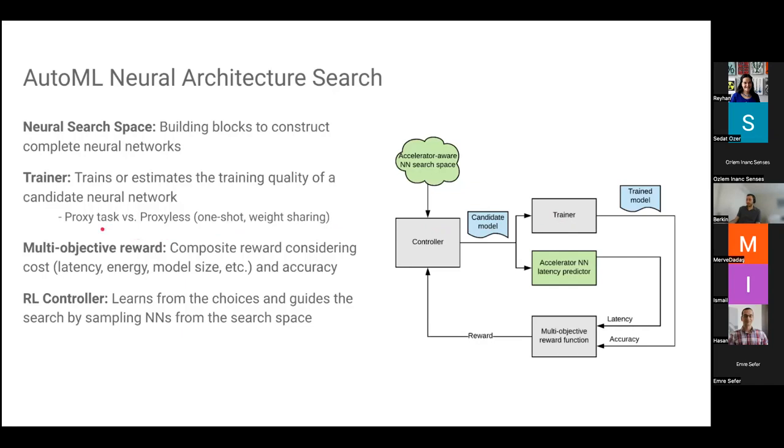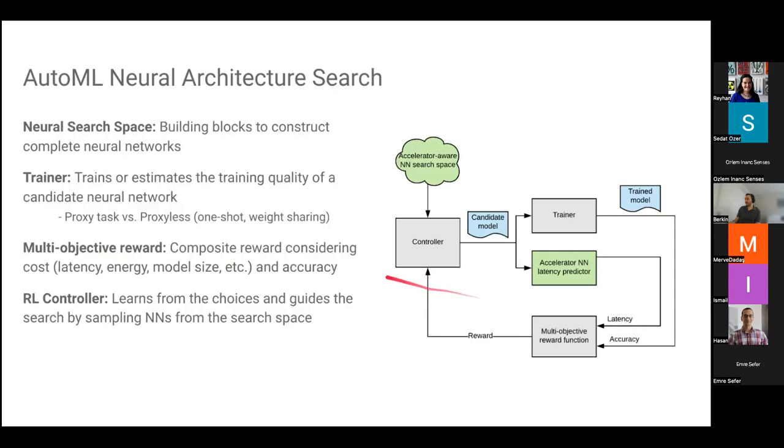I'm not going to go through all the details, but there are proxy-based and proxyless-based methods. Here, proxy means you're not really training the task itself, but maybe a simpler or faster task, or maybe you're training for only a few epochs, right? Or there are even other techniques where you do one-shot training from a giant network, but let's not go through that, right? But the bottom line here is that you have a trainer that can either train or estimate the quality of that candidate model, right? So that we can understand those choices.